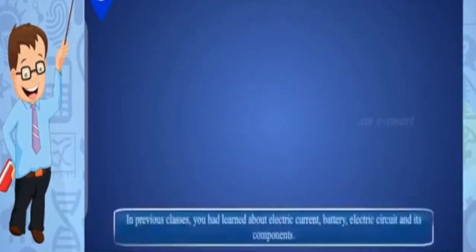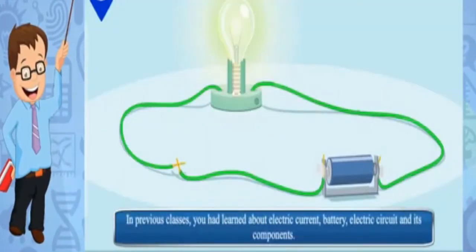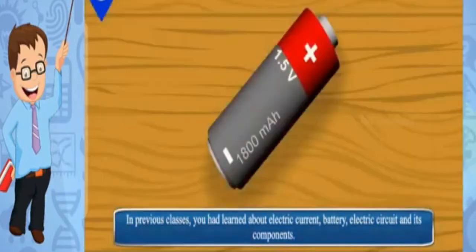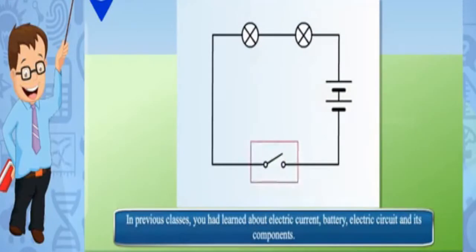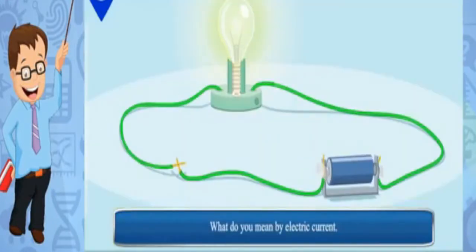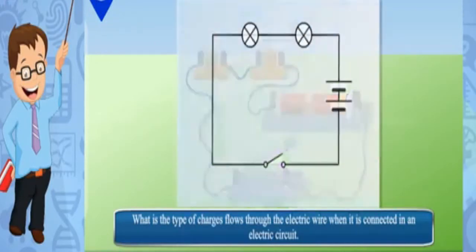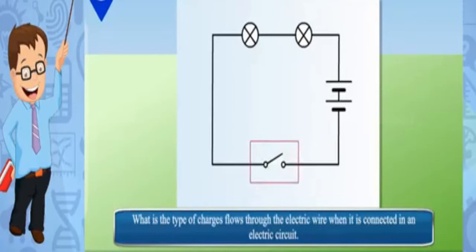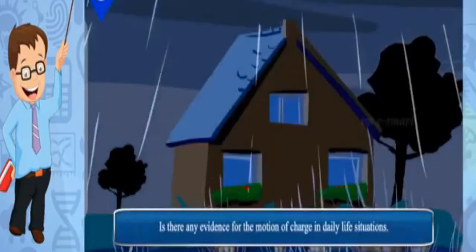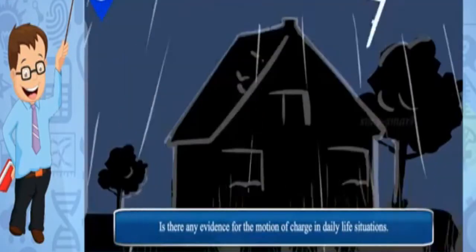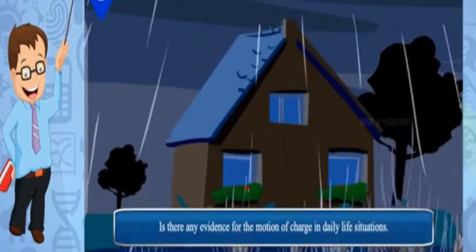In previous classes, you had learned about electric current, battery, electric circuit, and its components. What do you mean by electric current? What is the type of charges that flows through the electric wire when it is connected in an electric circuit? Is there any evidence for the motion of charge in daily life situations?